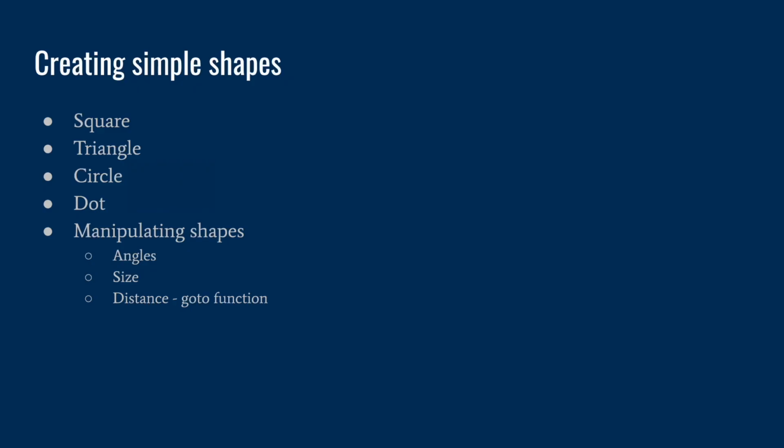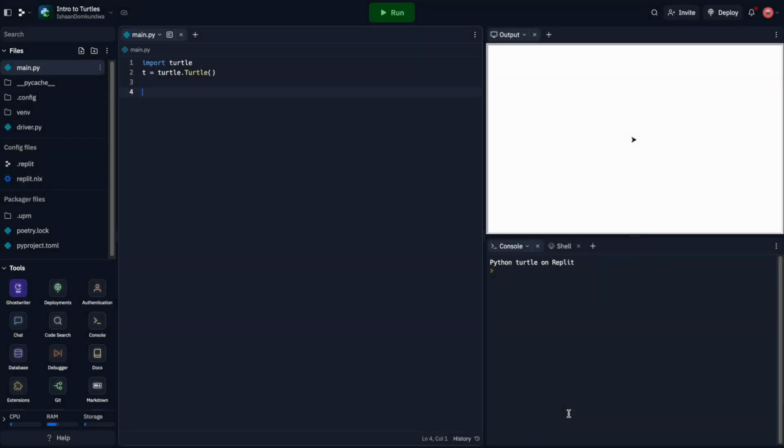Now that we have seen how to use the turtle and perform simple actions with it, let's take a step forward and let's look at how to create squares, triangles, and circles, as well as a dot. And then let's look at how to manipulate these shapes, such as their rotation, size, and where they're placed on the canvas. So first, let's look at how we can create a square.